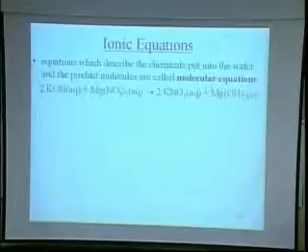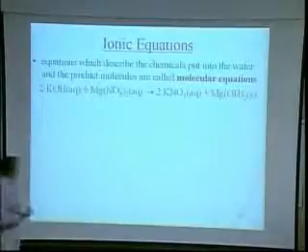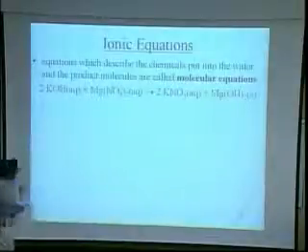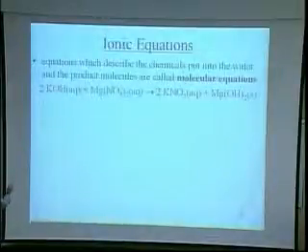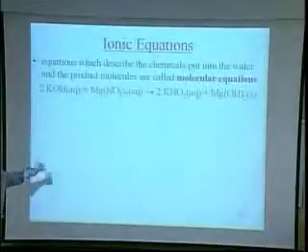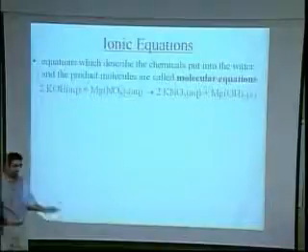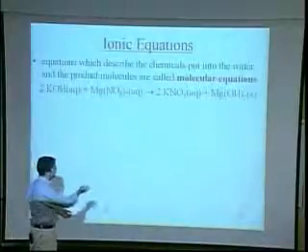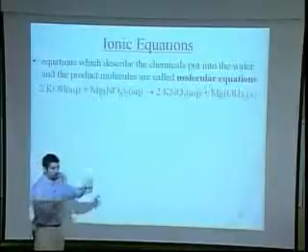Ionic equations are those which describe the chemicals put into water, and the product molecules are called molecular equations. So in other words, if I bust this up, and instead of writing this all together, I separate out K positive, OH negative, Mg2 positive, NO3 negative, and write them out separately, then I've got an ionic equation as opposed to a molecular equation. Molecular equation means I stick together what's probably going to be stuck together. Instead of separating them out, put them all together.